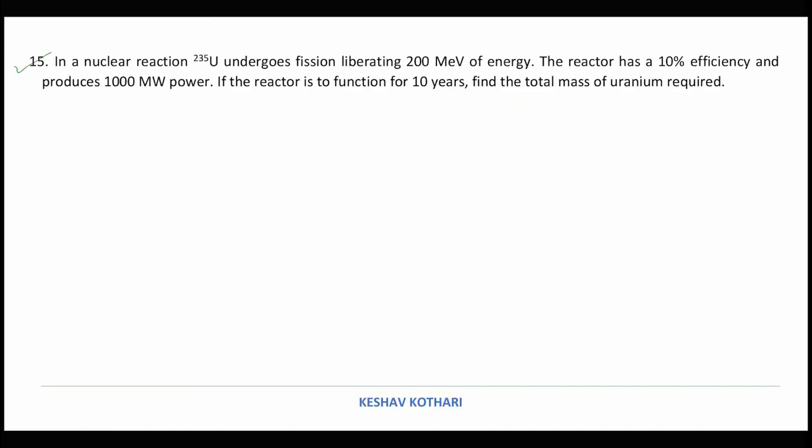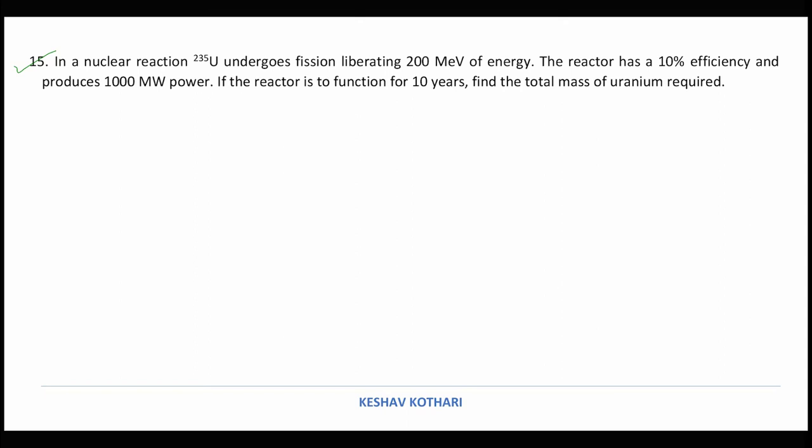So we are dealing with question number 15 of modern physics. In a nuclear reaction, uranium-235 undergoes fission, liberating 200 megawatt of energy. The reactor has a 10% efficiency and produces 1000 megawatt power. If the reactor is to function for 10 years, find the total mass of uranium required. So over here we are going to calculate the weight of uranium required.